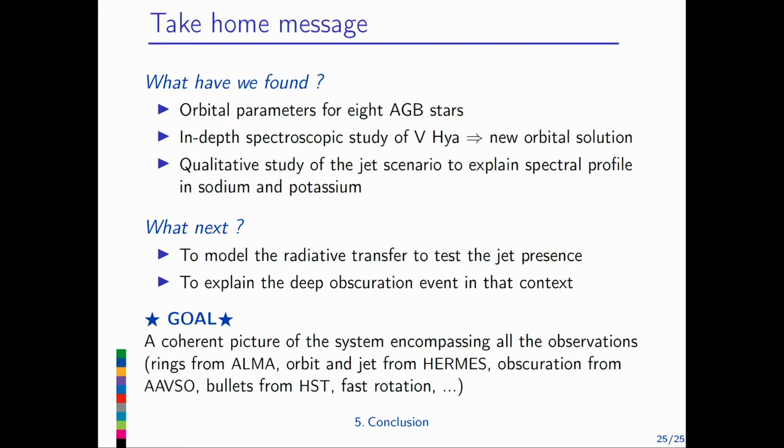But what's next? What's next, in the rest of my thesis, I suppose, would be to model the radiative transfer to test the presence of a jet, and also to confront this result to explain the presence of a deep obscuration that we see in the light curve. So the decrease of 3 magnitudes that we can see in the light curve, and also explain it in that context. So the final goal for this star is really to have a coherent picture that will encompass all the observations and put all the pieces of the puzzle together.